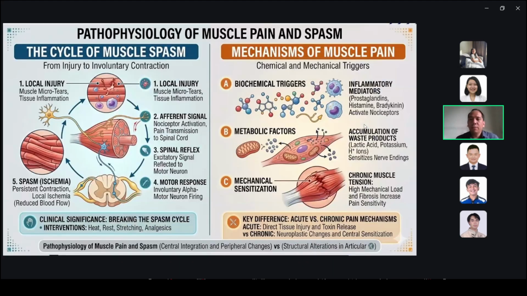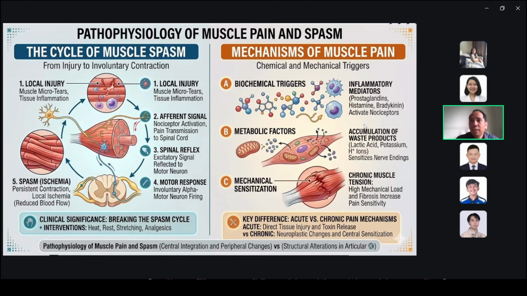So pathophysiology of muscle pain and spasm. So we have discussed from the neuromuscular physiology, di ba? Kung merong trigger. So kung merong trigger, for example, try to relate that to our three patients. So meron silang pain. So there's pain, there is inflammation from the repetitive movement, di ba? So pag merong motion, so try to kuanin yung sa number one, ha. So there is a muscle micro tears or tissue inflammation that can trigger the local injury.